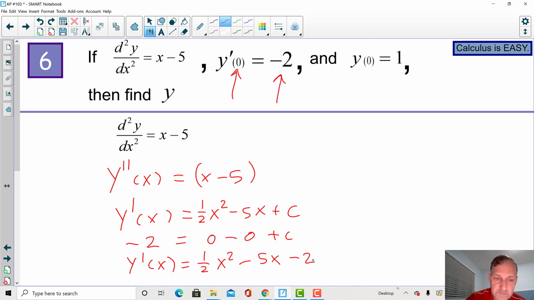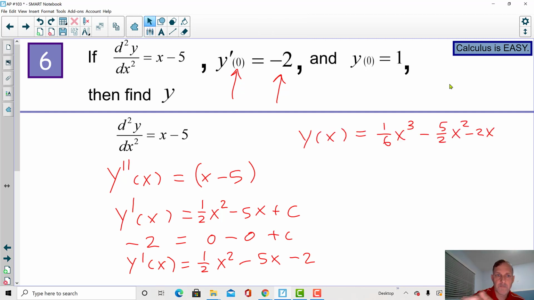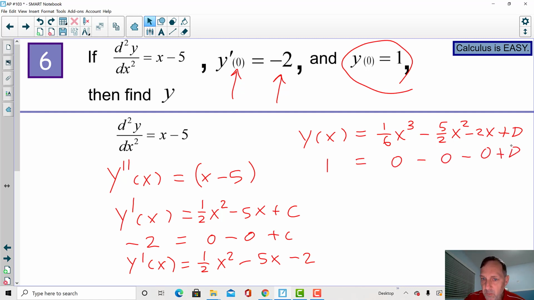And we can do that one more time. We know that y is going to be the integral of y prime. And I would normally put plus c. I'm just going to go ahead and put plus d. I'm just going to use a different letter. You could also use c1 and c2 if you wanted to. But we're going to use the point 0,1 to solve for the d. Looks like d is equal to 1.